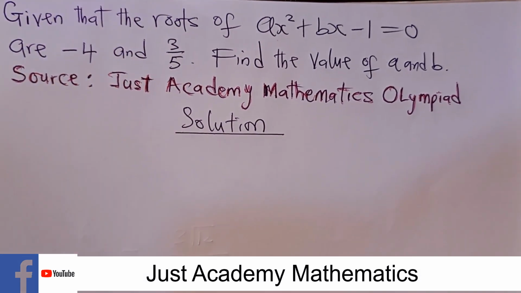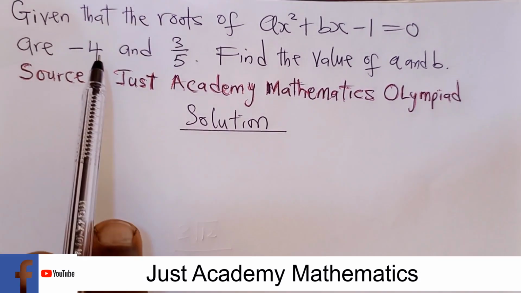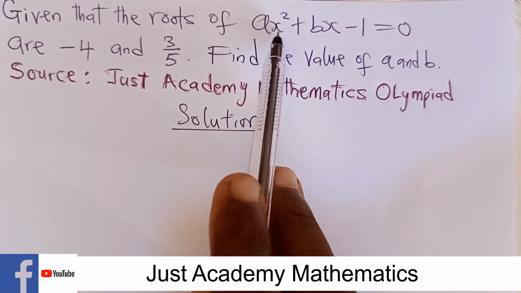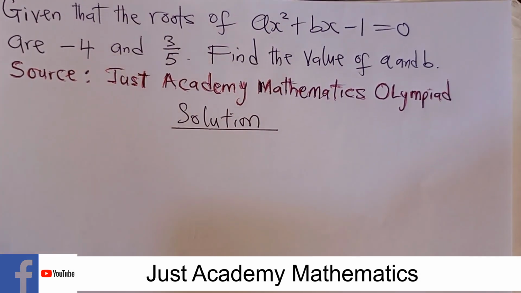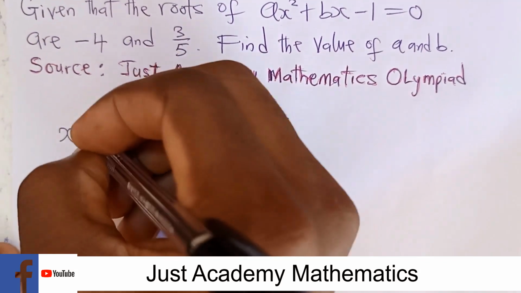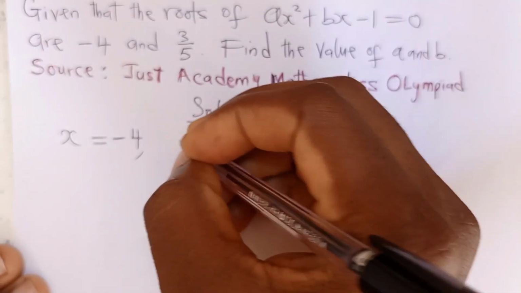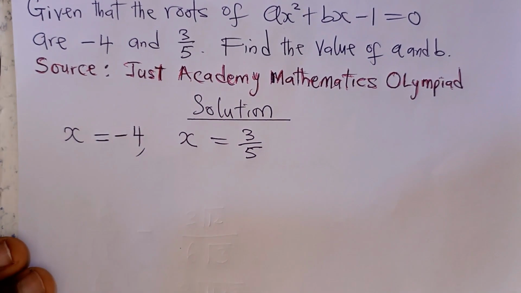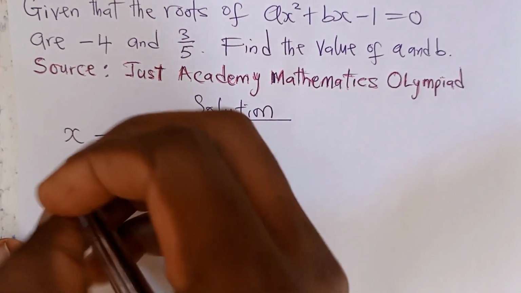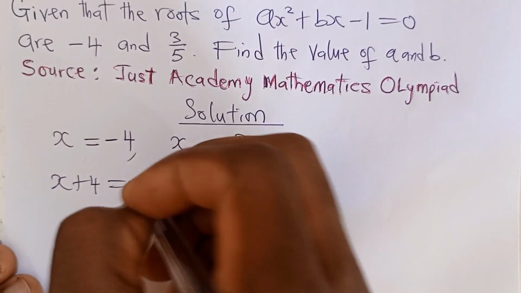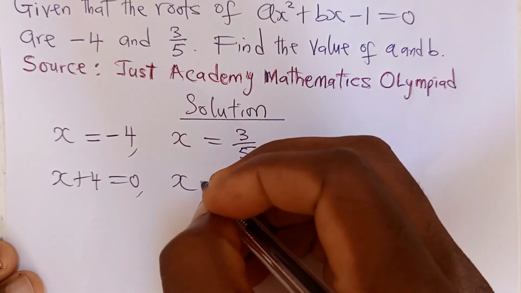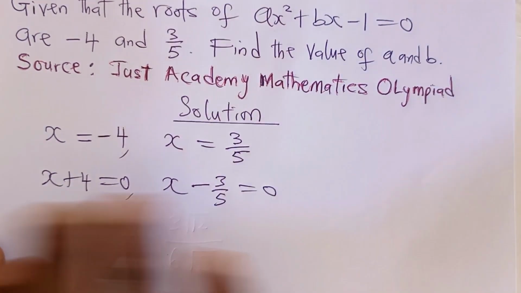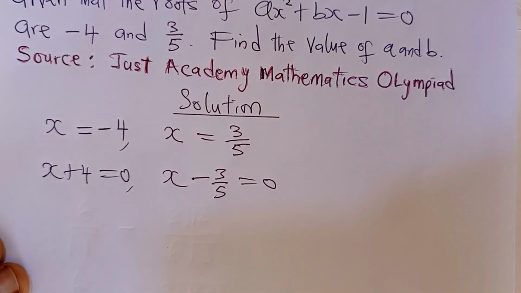So the first thing we are to do is to get the equation whose roots are minus 4 and 3 over 5, with respect to x. What that means is that at the end of the day, x is equal to minus 4 and x is equal to 3 over 5. So let's find the equation. We equate both of them to 0. Here you have x plus 4 equals 0, and here you have x minus 3 over 5 equals 0. There is a shortcut I can use anyway, but it's good I show you the procedure.